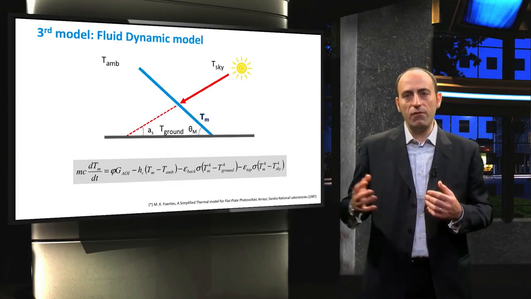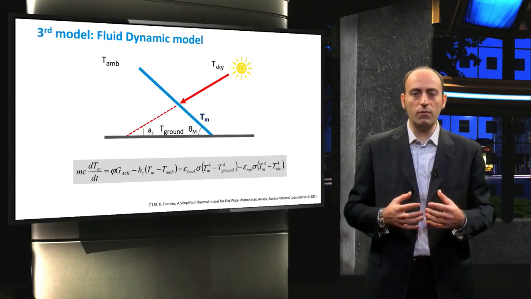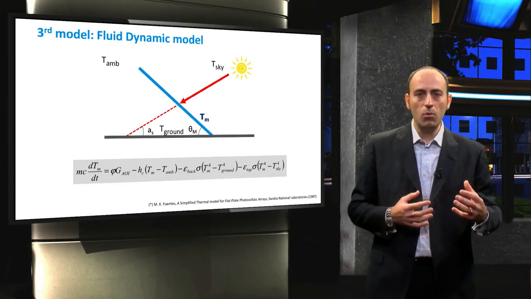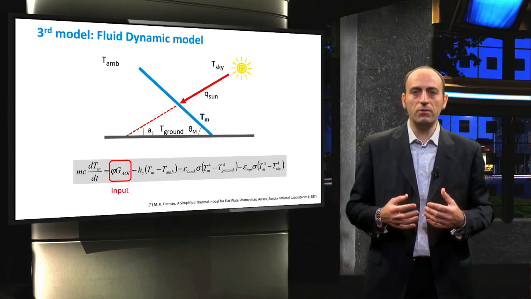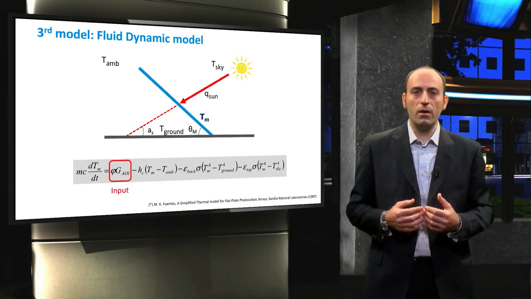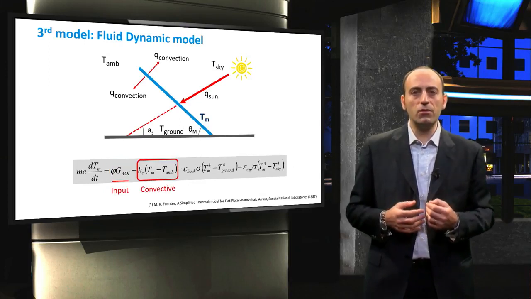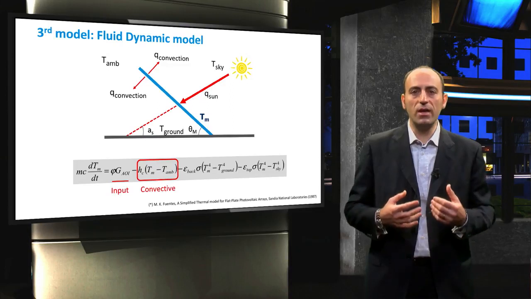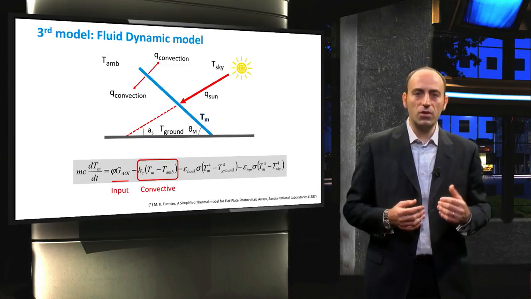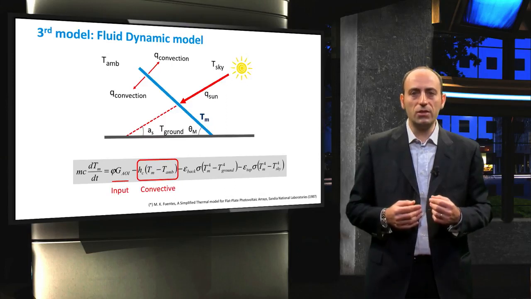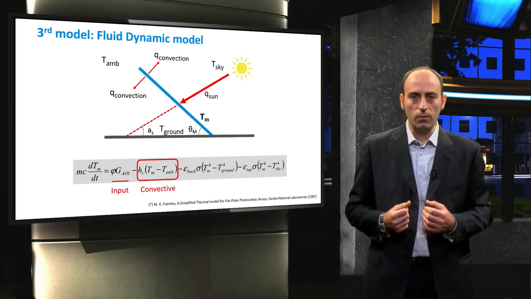This is a first-order differential equation that takes into account the three types of heat transfer between the PV module and the surroundings. First, we have the heat received from the sun, where phi is the absorptivity of the module. The second term expresses the convective heat exchange with the surrounding air from the front and the rear sides of the module. And HC denotes the overall convective heat transfer coefficient of the module.